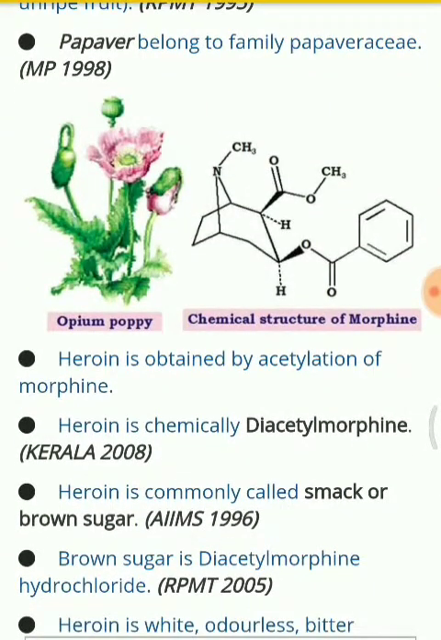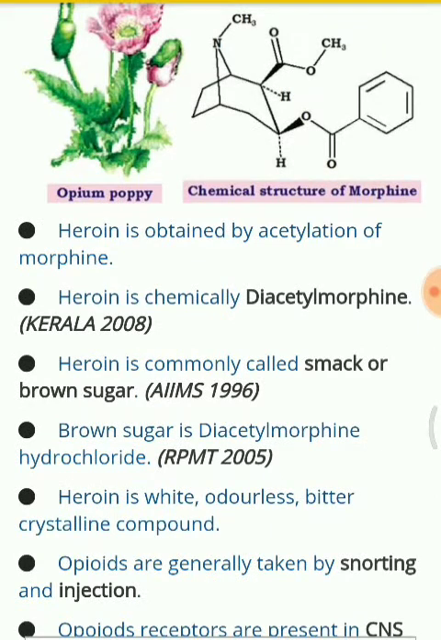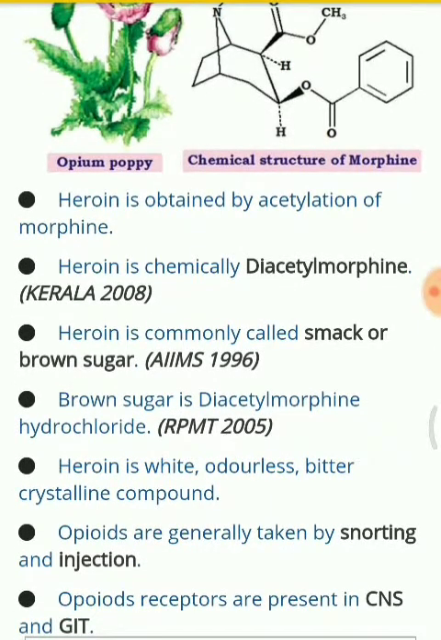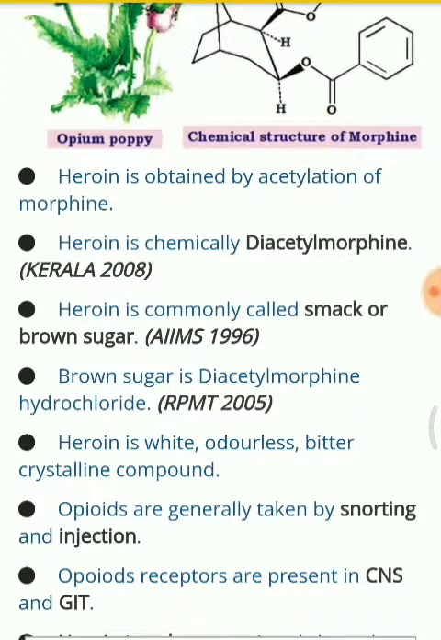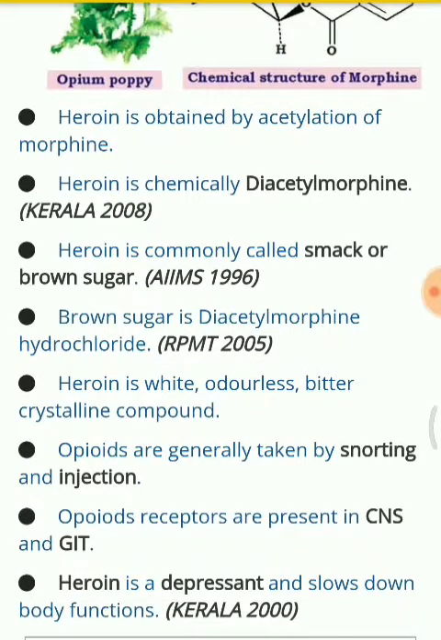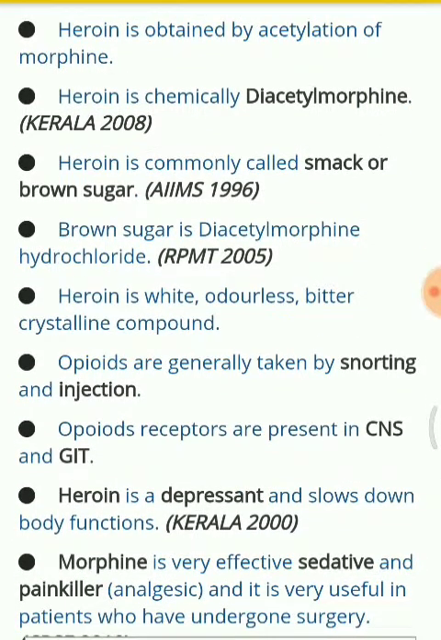Heroin is obtained by acetylation of morphine. Heroin is chemically diacetylmorphine. Heroin is commonly called smack or brown sugar. Brown sugar is diacetylmorphine hydrochloride. Heroin is a white, colorless, bitter crystalline compound. Opioids are generally taken by snorting and injection.